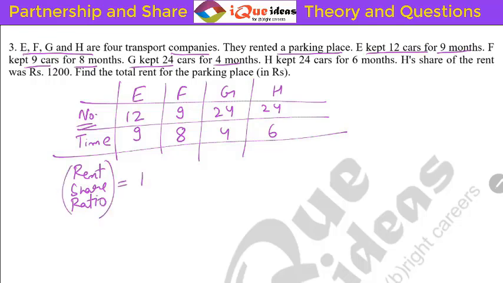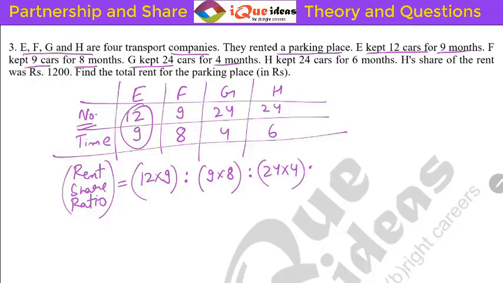So for E, it will be 12 into 9, right? Then for F, it will be 9 into 8. For G, it will be 24 into 4. And for H, it will be 24 into 6. So whatever way you like, you can simply simplify this. I think 3 cancels, 2 cancels, 6 cancels, but first let's do one thing. 12 9s is 108, 9 into 8 is 72, 24 into 4 is 96, 24 into 6 is 144.